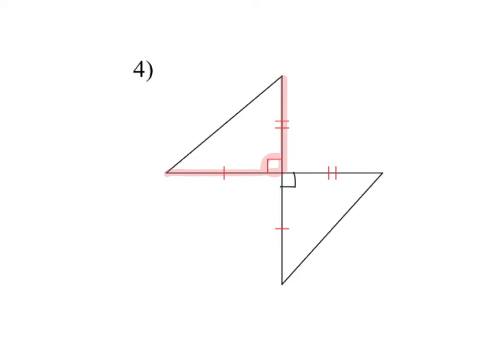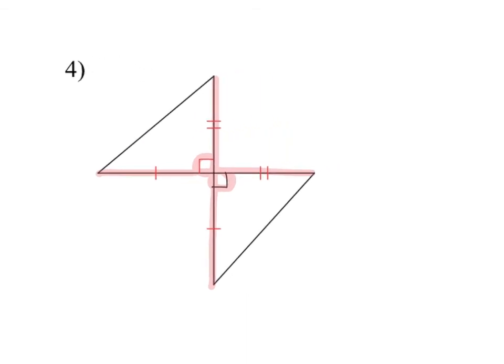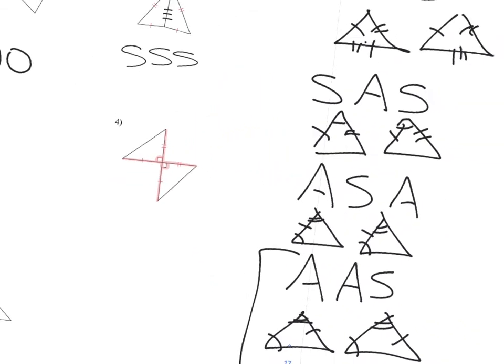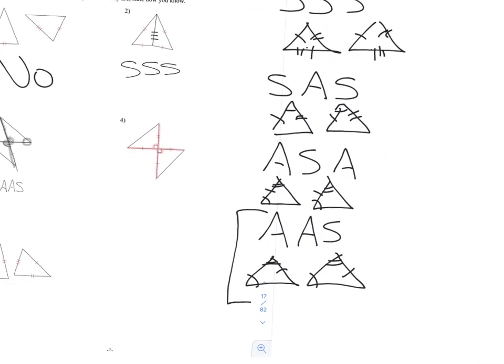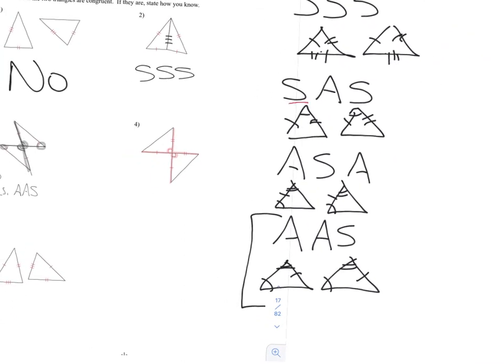So we just track what we have. We have a side congruent, we have an angle congruent, and then another side congruent. And if you look, that's one of our theorems here. We have a side, angle, side. So these would be congruent by side, angle, side.